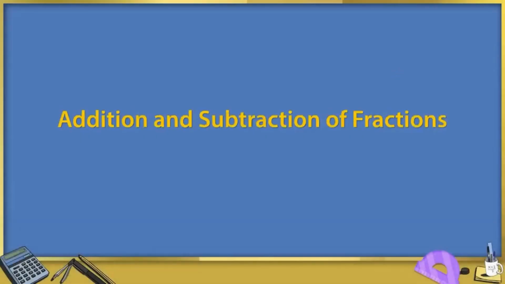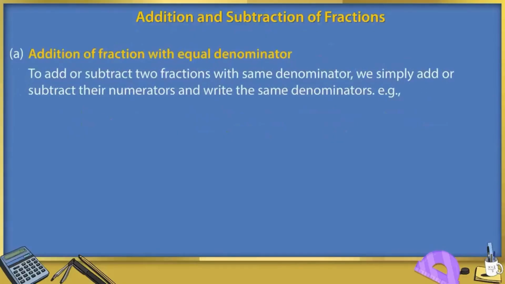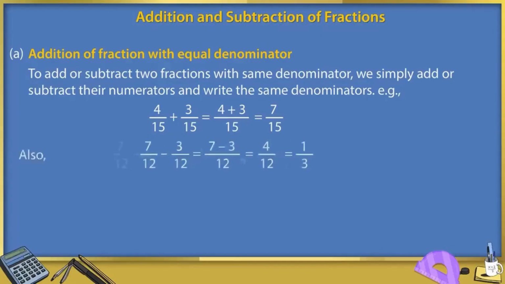Addition and subtraction of fractions. A. Addition of fraction with equal denominator. To add or subtract two fractions with same denominator, we simply add or subtract their numerators and write the same denominators. Example, 4 by 15 plus 3 by 15 is equal to 4 plus 3 by 15, which is equal to 7 by 15. Also, 7 by 12 minus 3 by 12 is equal to 7 minus 3 by 12, which is equal to 4 by 12, which is equal to 1 by 3.